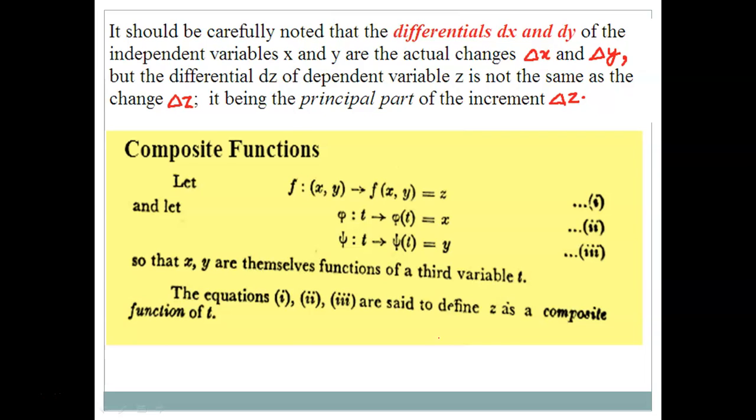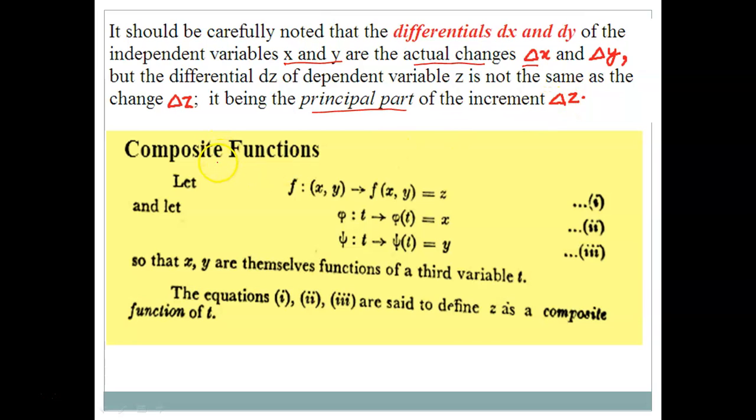It should be carefully noted that the differentials dx and dy of independent variables x and y are the actual changes delta x and delta y, but the differential dz of the dependent variable z is not the same as the change delta z. It is the principal part of the increment delta z.